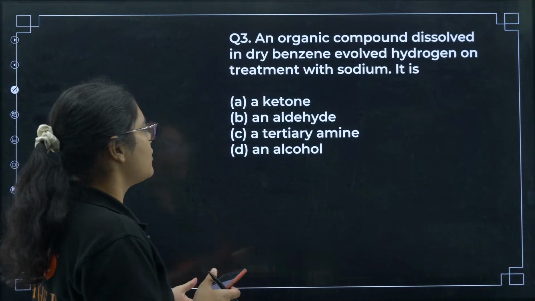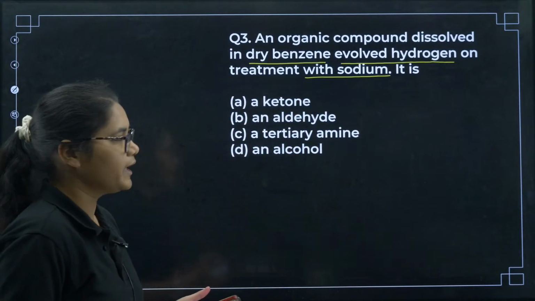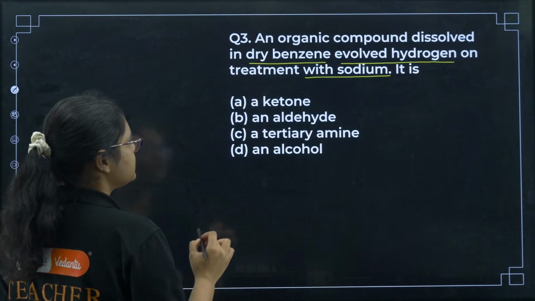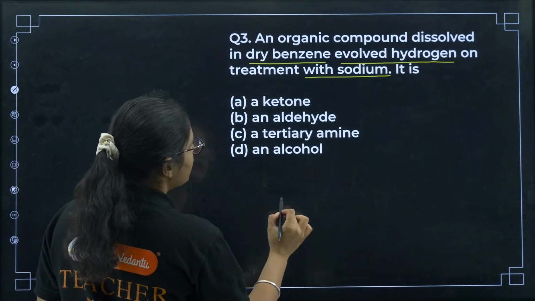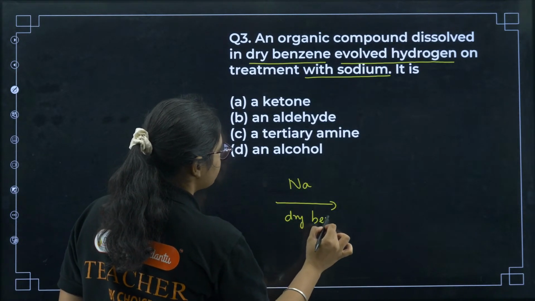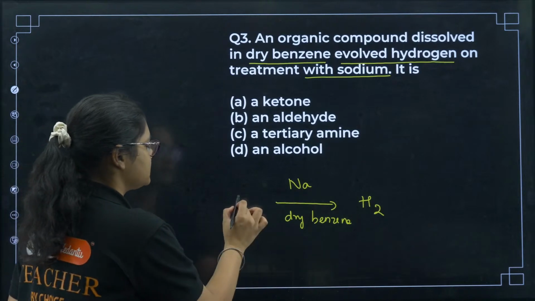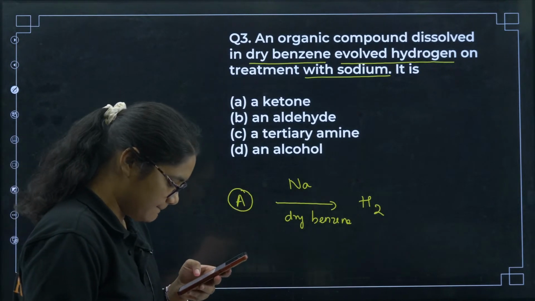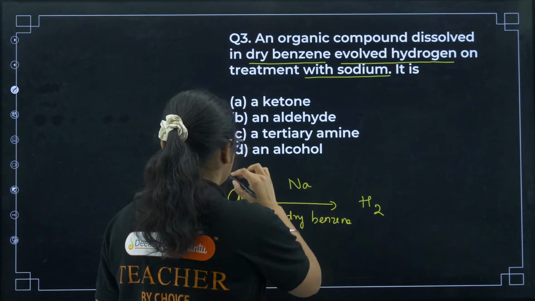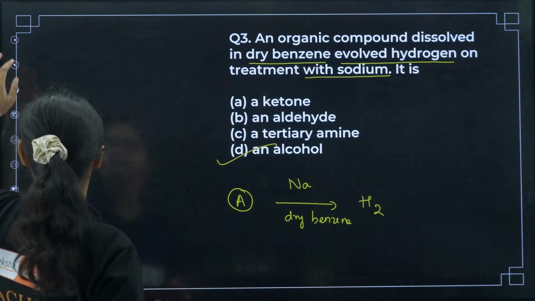An organic compound dissolved in dry benzene evolved hydrogen on treatment with sodium. It is what? A ketone, an aldehyde, a tertiary amine, or an alcohol. So the question is, an organic compound is in dry benzene, it is treated with sodium, and hydrogen gas is produced. So what can this compound A be? Yes, D is correct. All of you are correct. Let's move to the next question.